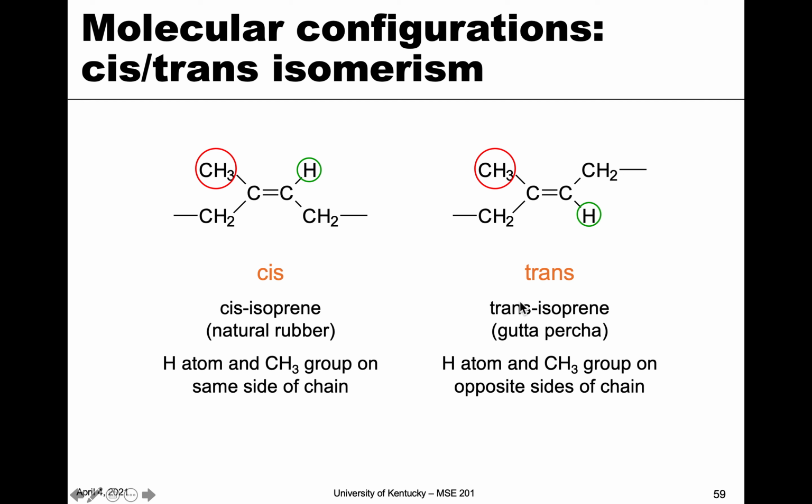And the same material, but instead of those groups being on the same side, they're on alternating sides. This would be trans isoprene, and it's a whole different material. So it can greatly affect the properties. So the hydrogen atom and the CH3 group are on opposite sides of the chain.